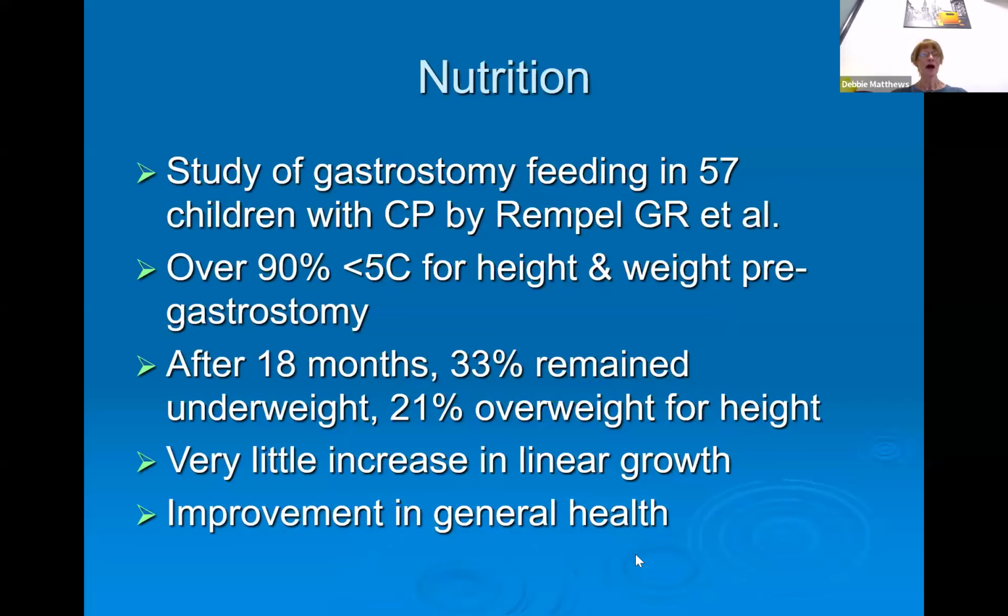So thinking about nutrition in these individuals, we've already said that they may have difficulty in swallowing and chewing their food. A study of gastrostomy feeding in 57 children with cerebral palsy by Rempel et al. found that over 90% of them were below the 5th centile for their height and weight before they were gastrostomy fed. After 18 months of gastrostomy feeding, 33% remained underweight, and by now 21% were overweight for their height. However, there was very little increase in their linear growth, although there was an improvement in their general health.